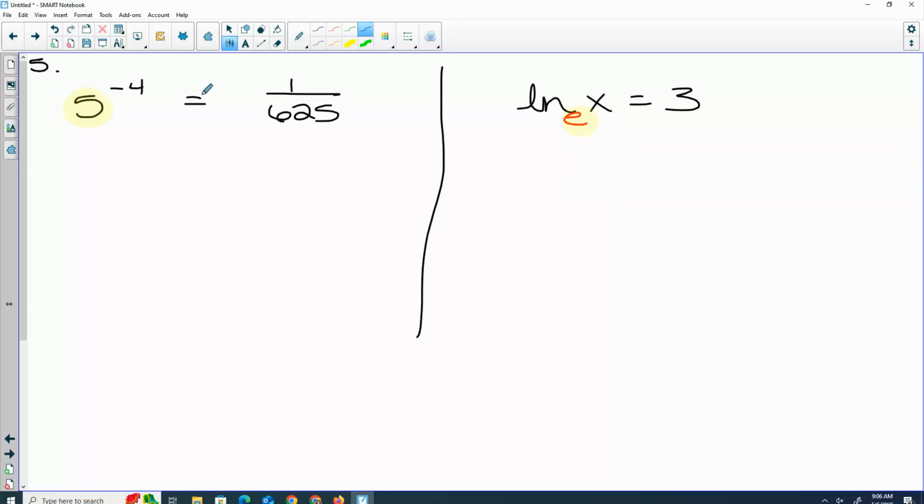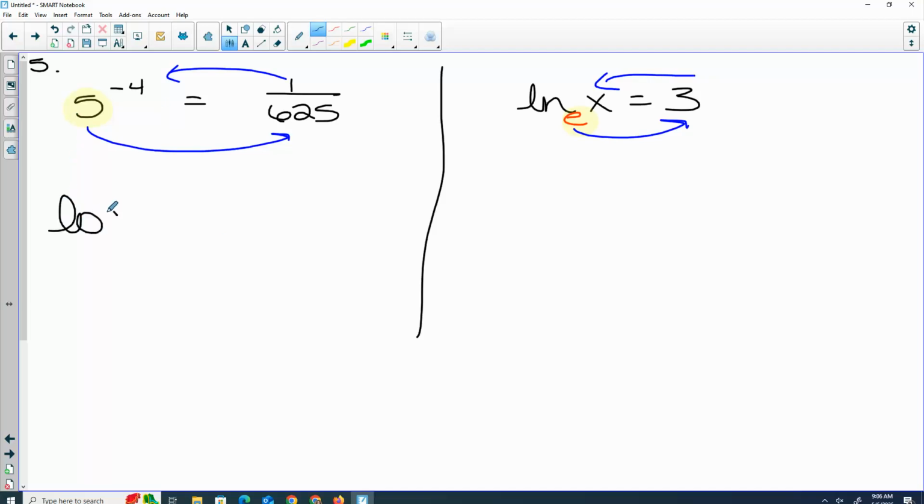And then we always drew in these arrows. It just goes across the equal sign and back, across the equal sign and back, no matter which way you're going. So this one I was trying to write as a log. So we start with a log. The number I highlighted, my base, becomes my subscript. Go across the equal sign, so 1 over 625 equals negative 4.